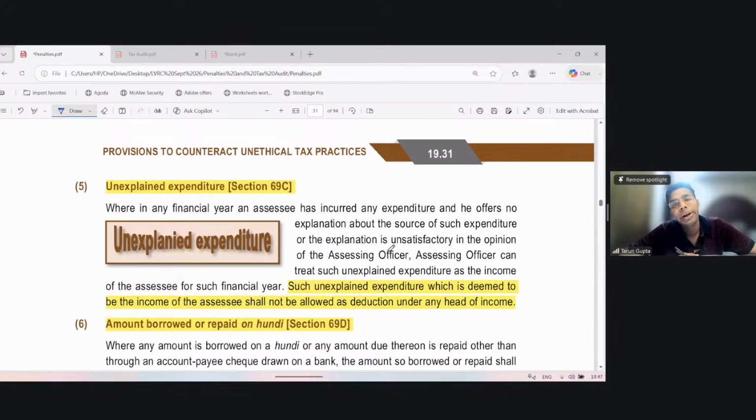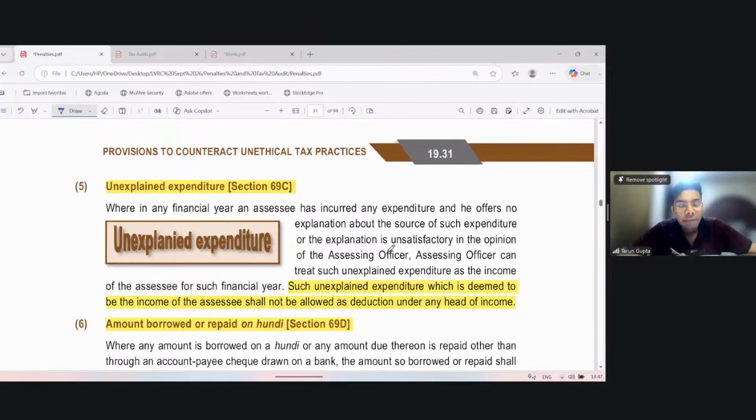69C, unexplained expenditure. If the assessee has incurred any expenditure and he could not explain the source of such expenditure, then such unexplained expenditure shall be deemed to be the income of the assessee. Okay. And such unexplained expenditure is also not allowed to be deducted against any income under the Act.